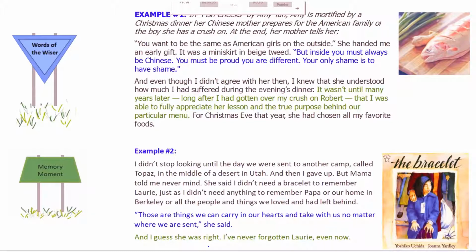In these two stories, in Fish Cheeks, the main character Amy realized it wasn't until many years later that she really understood her mother's lesson. And in The Bracelet, the same thing. The main character's thinking back and realizing her mother was right. And that's how she knows that the lesson was correct.